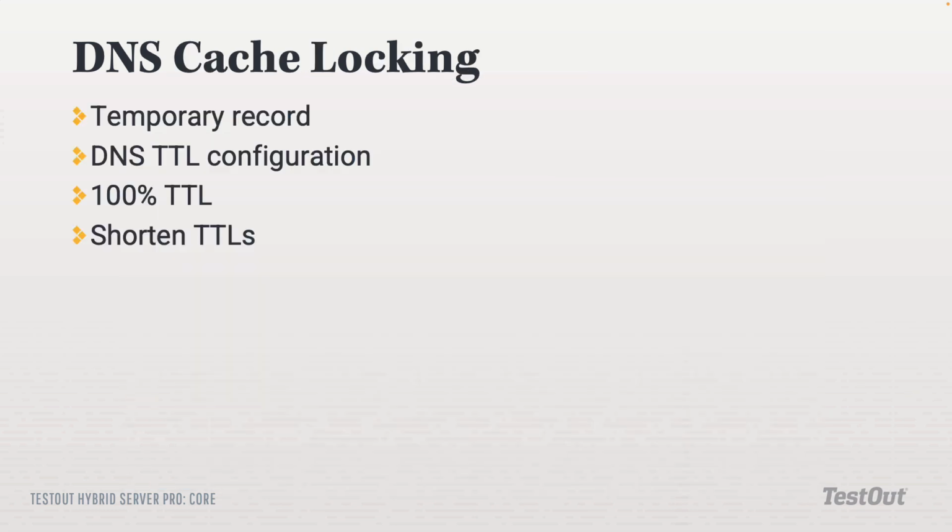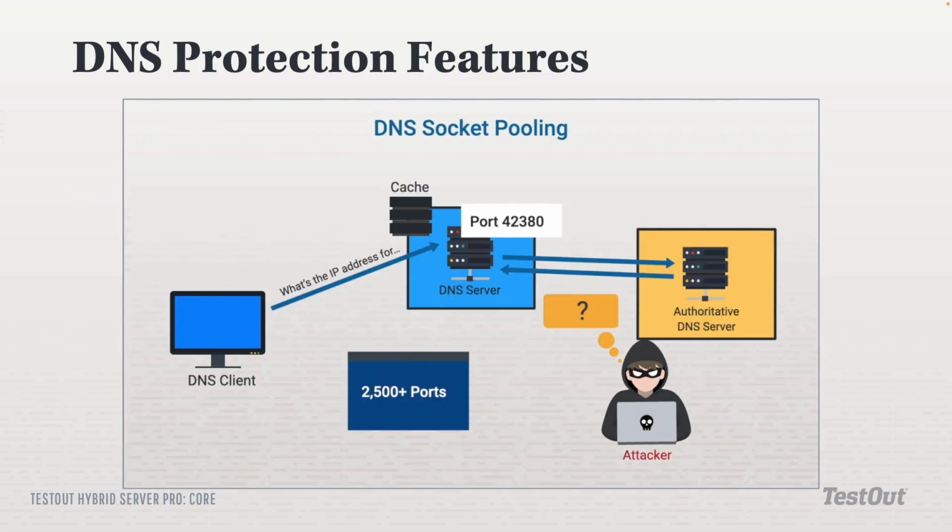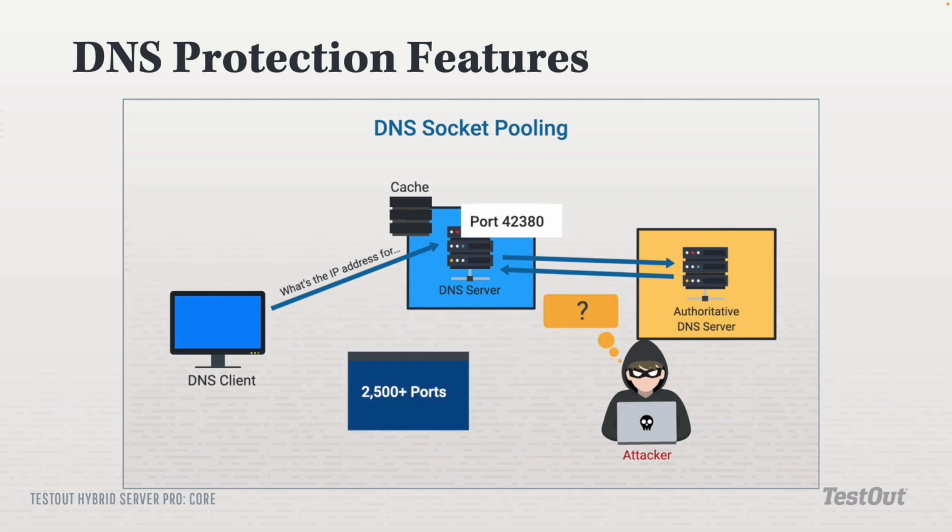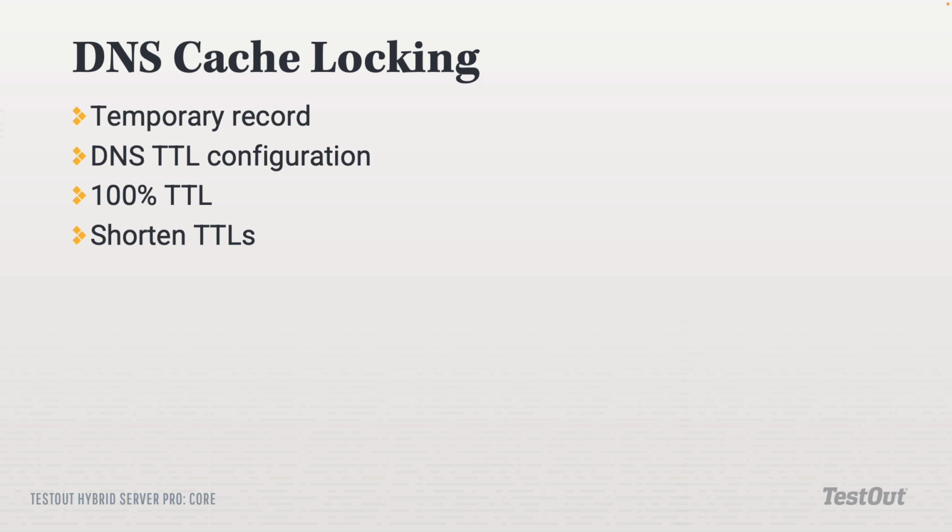Okay? So another thing is the socket pooling. Most of the time, port 53 is where all of the DNS traffic happens. But if we're using socket pooling, the attacker is not going to know, because there's 2,500 different ports that could be used. Okay, so this is kind of a security through obscurity thing, because the attacker is not going to know what ports are being used for those updates.